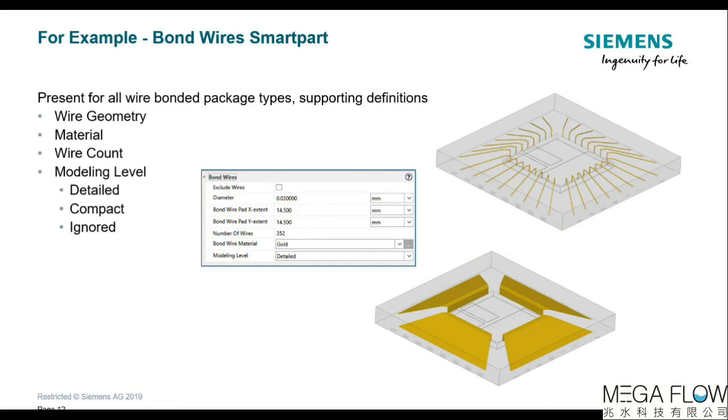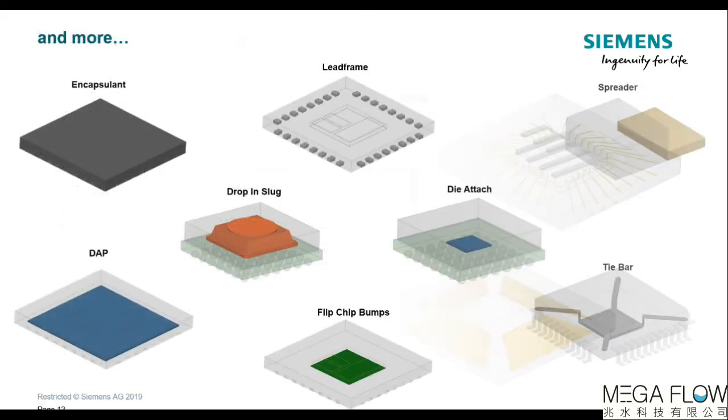Some of the smart parts also include options to control the modelling level. For example, here we see that the bond wires can be modelled individually or combined as a compact model, or indeed ignored completely. And the list of smart parts goes on to cover any individual parts required for the range of package types available.